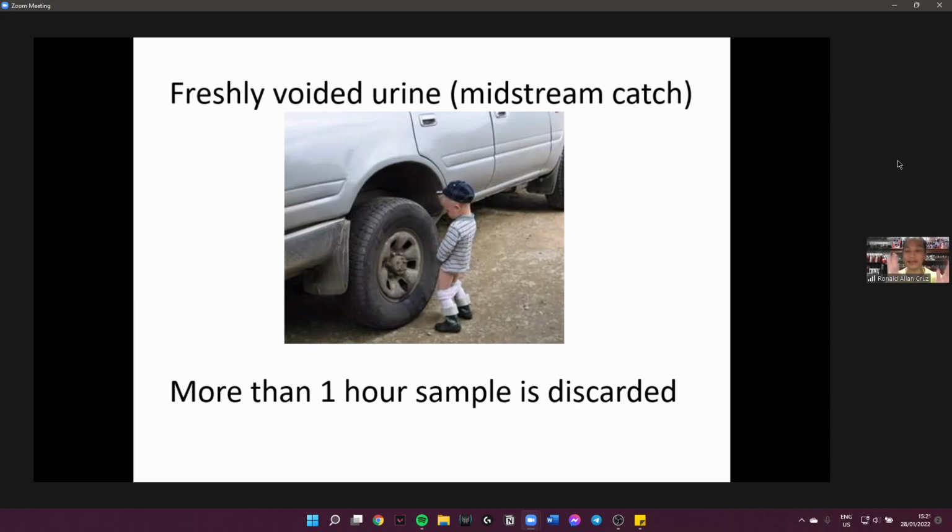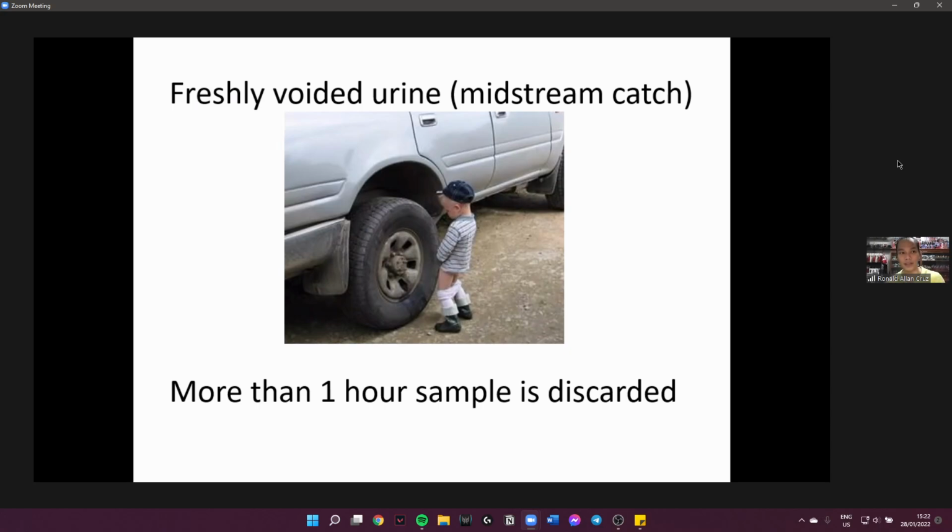The reason why we get the midstream is to minimize contaminants, because your first few ml would contain epithelial cells. So that might contaminate your urine sample, and getting the last few ml might not be reflective of what your actual urine is. So that's why we get the midstream clean catch. That's how we do it for both males and females.